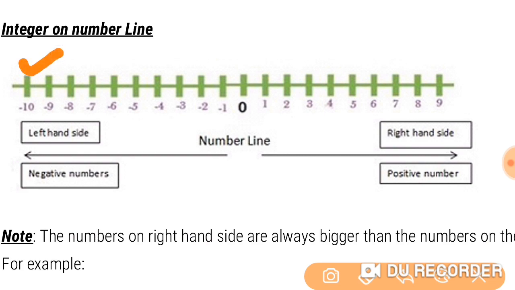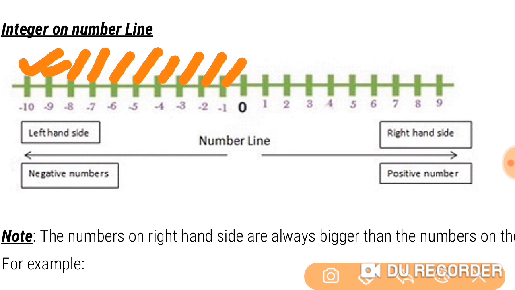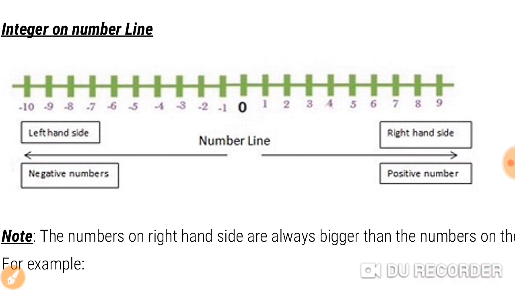-10 is less than -9. It is less than -8. -8 is less than -7. -7 is less than -6. -6 is less than -5. -5 is less than -4. Then -4 is less than -3. -3 is less than -2. -2 is less than -1. And -1 is less than 0. And you know how 1, 2, 3 go: it is going from smaller to bigger.